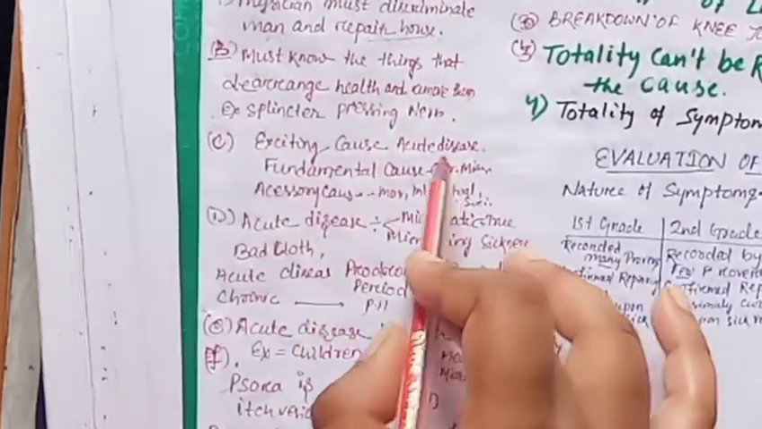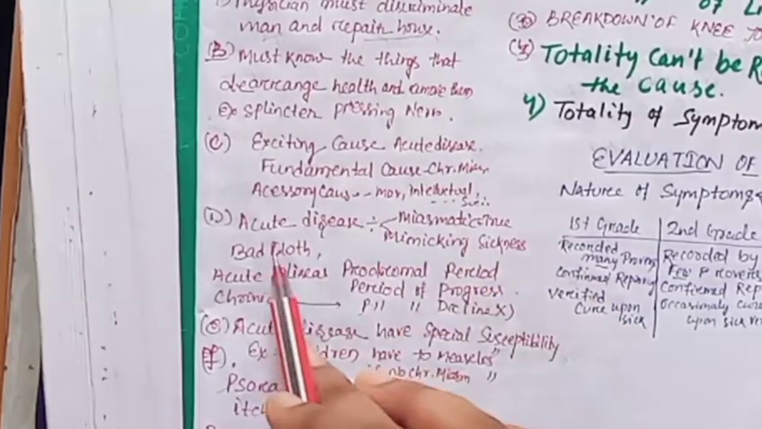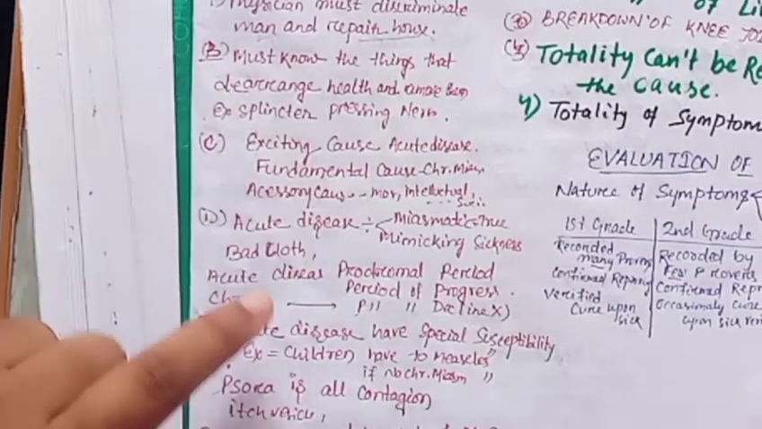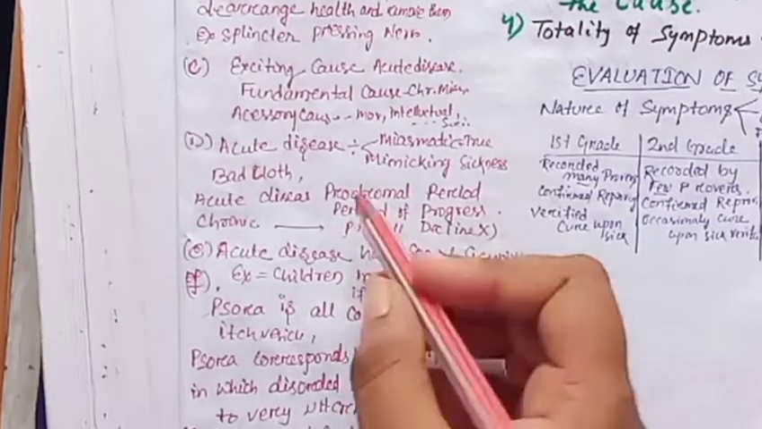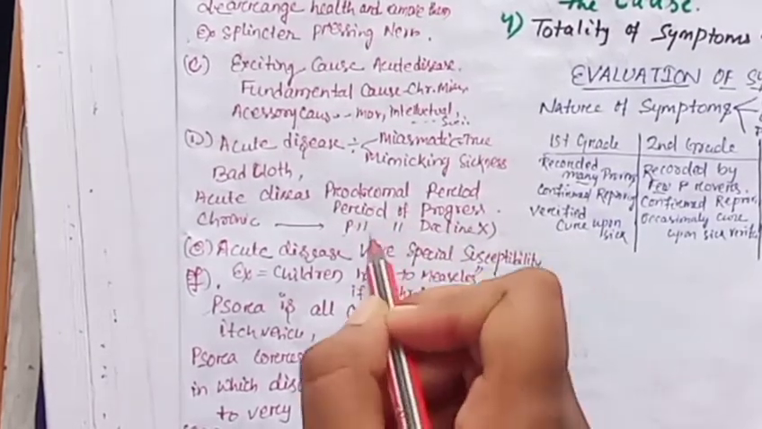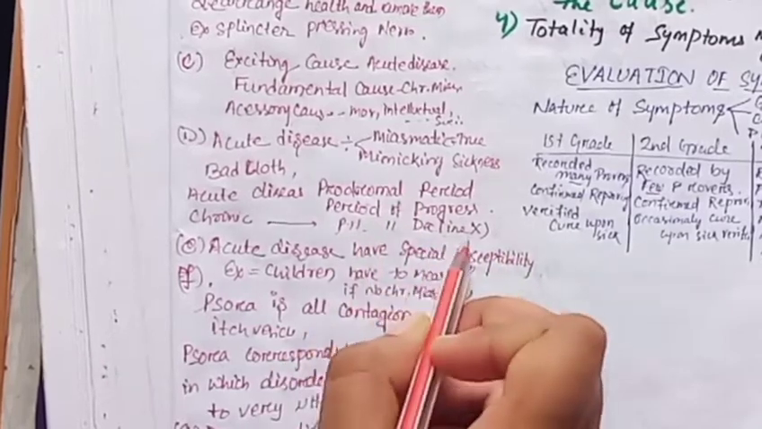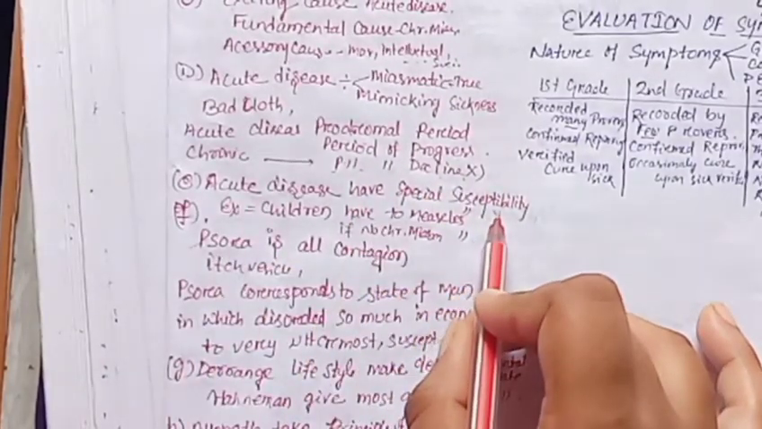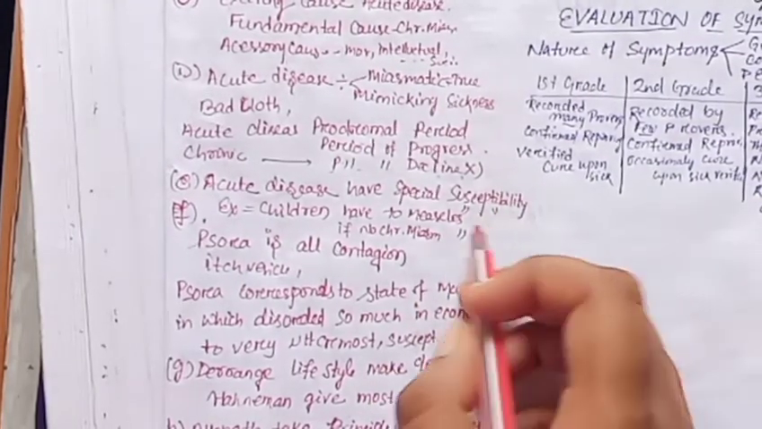So the exciting cause of acute disease, the fundamental cause and the accessory cause you should write in this lecture. Then acute disease is based on miasmatic and mimicking sickness. Miasmatic means true, mimicking is false. Then acute disease has a prodromal period, a period of progress and a period of decline. But chronic disease has a prodromal period and a period of progress, but no period of decline. Then acute disease has a special susceptibility. On that you should write about children and adults, how they get disease and how their susceptibility changes.